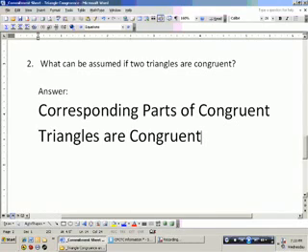I will not allow you to write CPCTC on tomorrow's quiz. You must write out the phrase, corresponding parts of congruent triangles are congruent. You've got to know what it means. Just to know the letters isn't nearly enough. You have to have a full understanding of what it does. So you have both answers, you have both questions. Make sure that you have that going on for tomorrow.